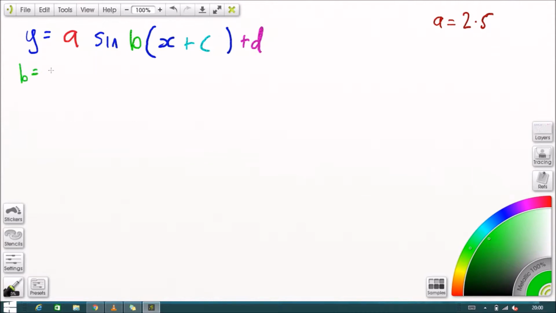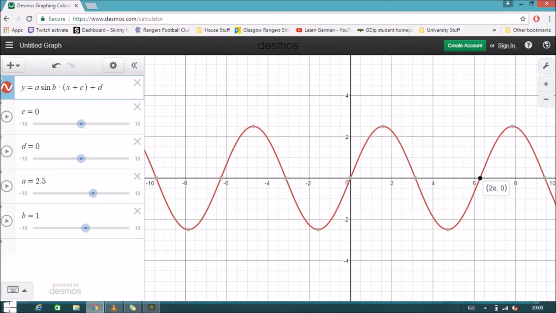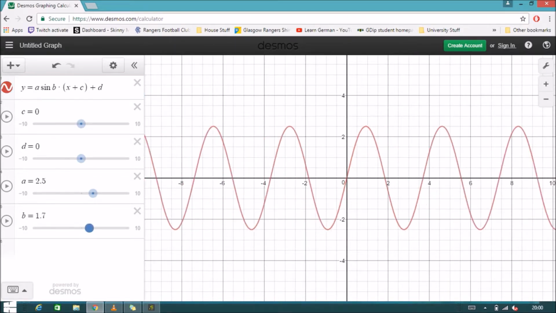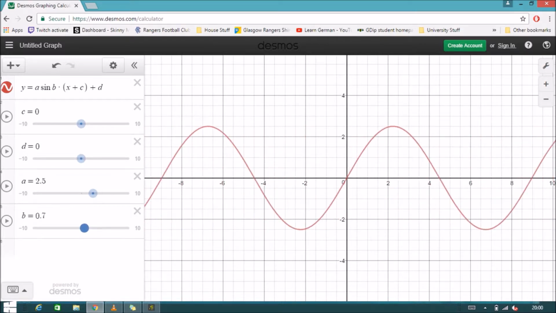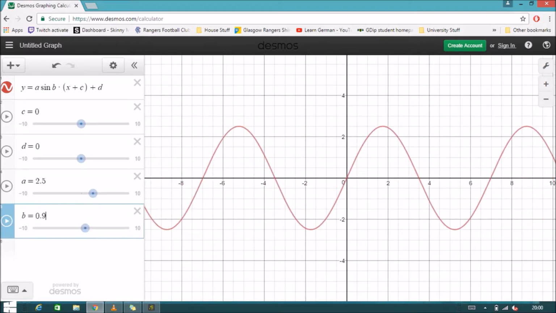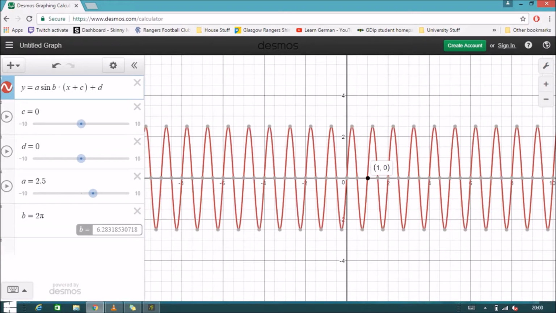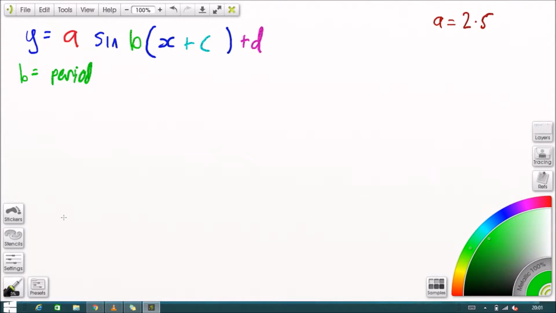Now we have to move on to finding out what is B, what is our period. Normally the period for a sine graph, as you can see, is 2 pi, or one circle. That's where it all comes from. If I make B bigger, as you can see, it squishes up. If I make it smaller, it spreads out. And if I make b equal to 2 pi, it condenses it by 2 pi times. So if the period is 1, we have to compress it by 2 pi times.